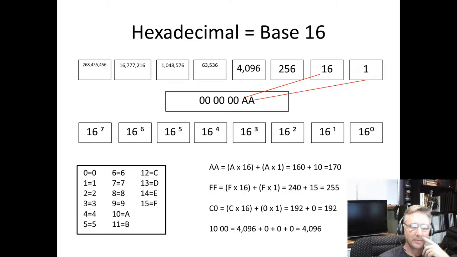Maybe that's the problem. A is 10. 10 times 16 is 160. A is 10. 10 times 1 is 10. So you have 160 plus 10, 170. Now that I've confused everybody thoroughly, let's look at another example.